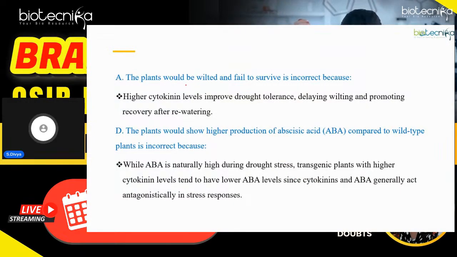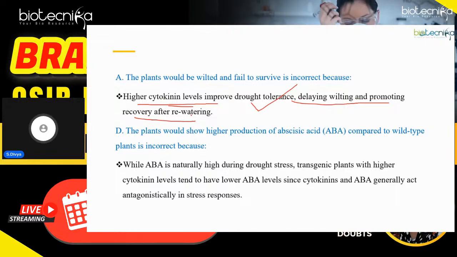The statement that the plants would be wilted and fail to survive is definitely incorrect, because if higher cytokinin levels are there, then it is going to improve the drought tolerance. So, that will delay wilting and promote recovery after rewatering. That is the main part, because if you have studied, cytokinin is the plant hormone which helps in delaying leaf senescence.